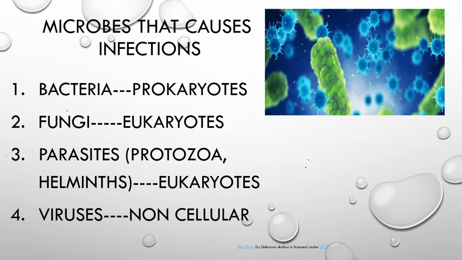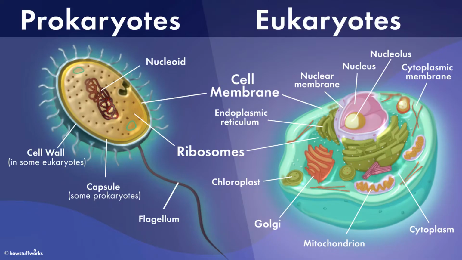Common microbes that cause infections include bacteria that are prokaryotes, fungi that are eukaryotes, parasites that include protozoa and helminths, these are also eukaryotes, and viruses that are non-cellular. Here the difference between prokaryotes and eukaryotes is shown.